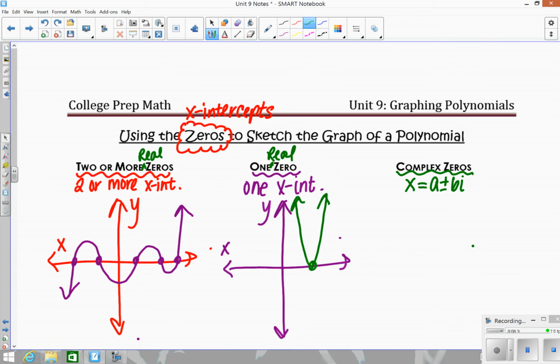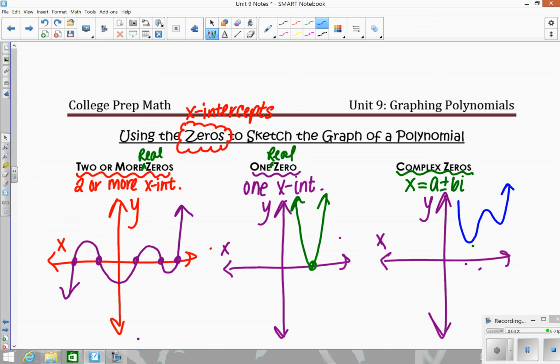Where complex zeros, so let's say I had a picture with complex zeros. So let's say I solve some equation and I only got out complex numbers. What that means is my graph won't have any x-intercepts. It won't ever cross because I don't have any real number zeros. So that's kind of how the zeros tie into the x-intercepts. So just kind of keep that in mind.